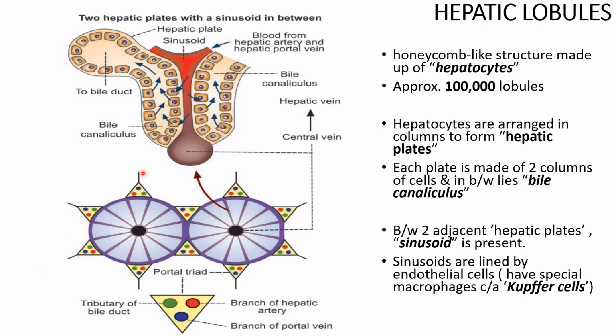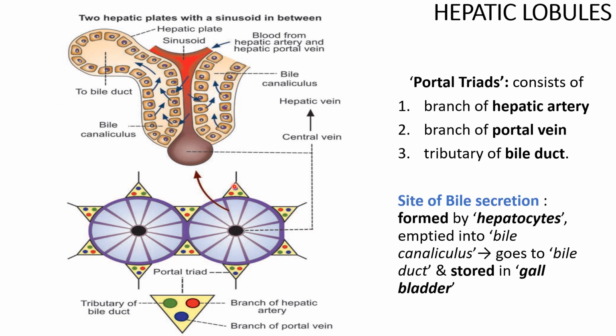These hepatocytes are arranged in columns to form hepatic plates. Each hepatic plate is made up of two columns of hepatocytes and in between these two columns lies the bile canaliculi. Now, in between two adjacent hepatic plates, sinusoids are present. These sinusoids open into the central vein present in the center of each hepatic lobule and are lined by special macrophagic cells known as Kupffer cells.